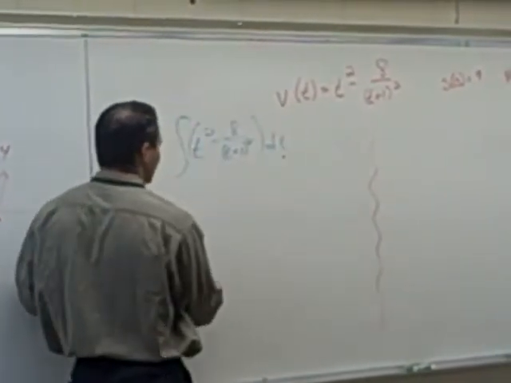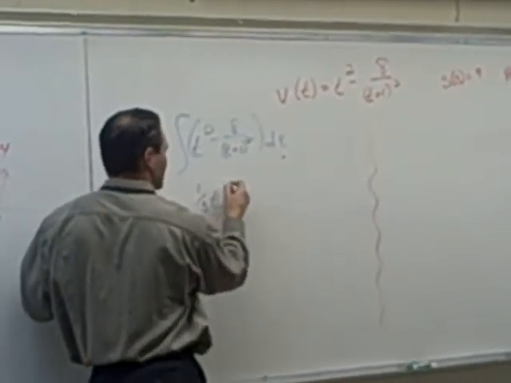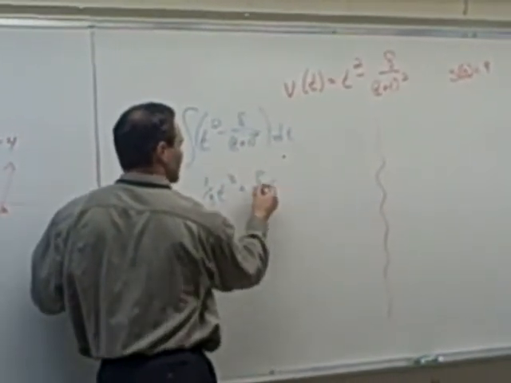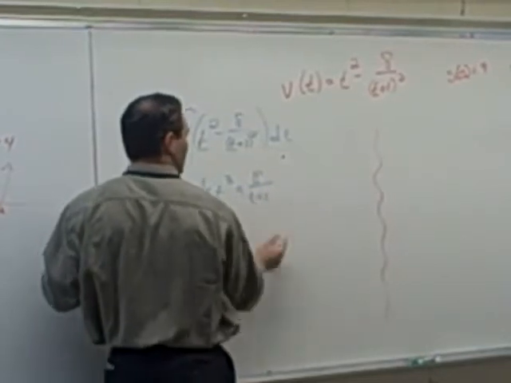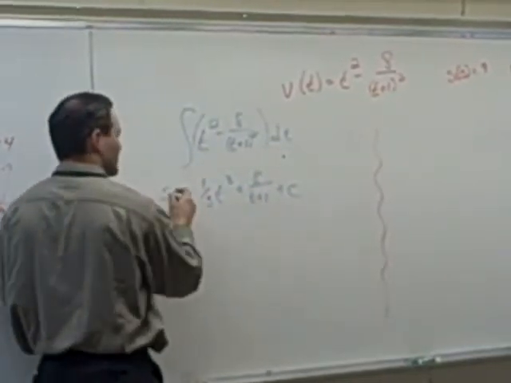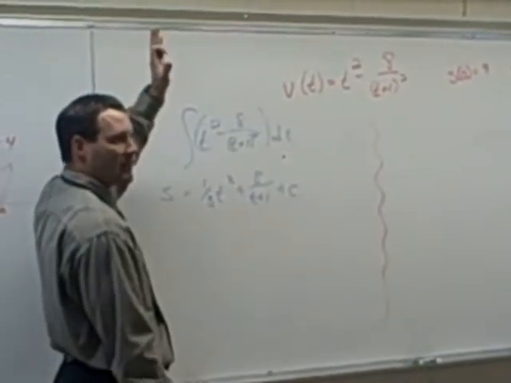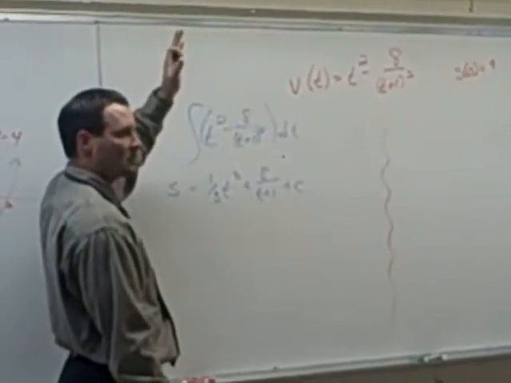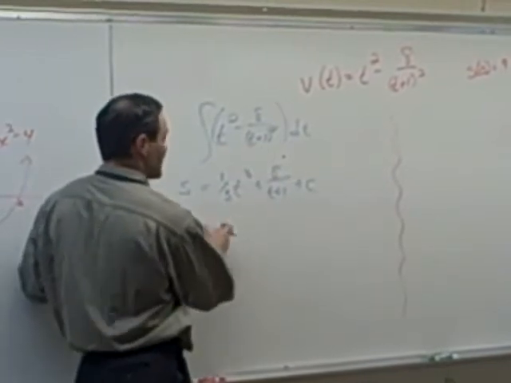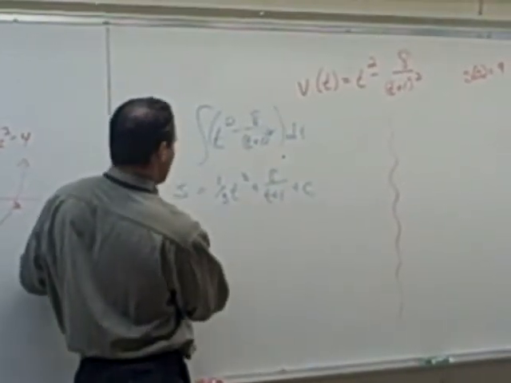Everybody do that? So we get 1/3 t cubed plus 8 over t plus 1 plus c equals s. Does everyone do that? How many did it that way and then solve for c? Okay, so everybody did the same thing. Sounds like not wrong. Okay, so 0 and 9.